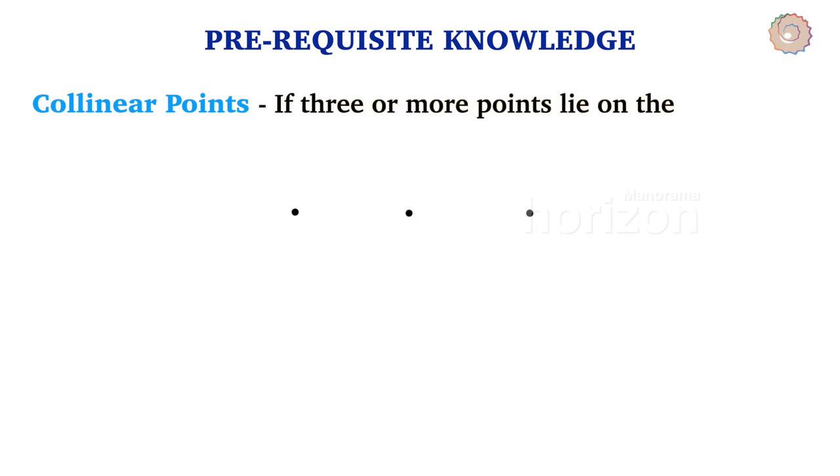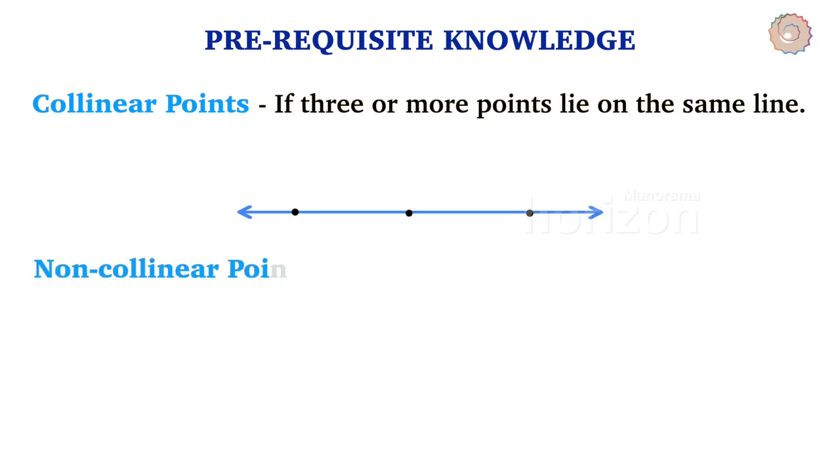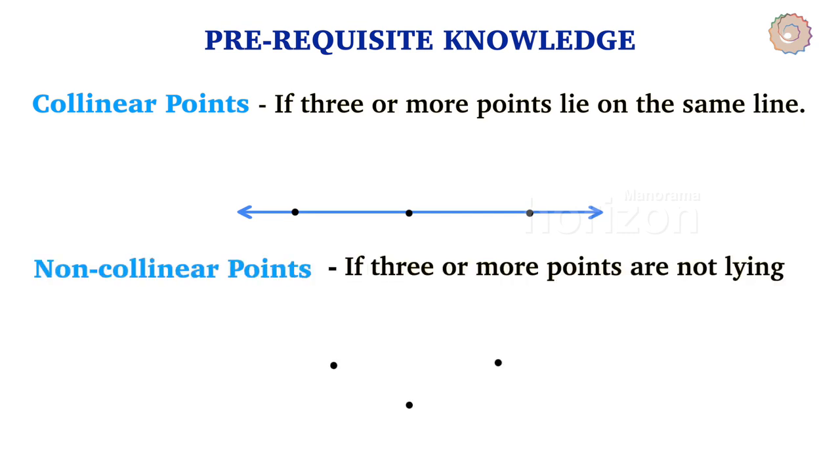We have already seen what a point is, but what about collinear points? If three or more points lie on the same line, they are collinear points. Otherwise, they are non-collinear points. That is, if three or more points are not lying on the same line.